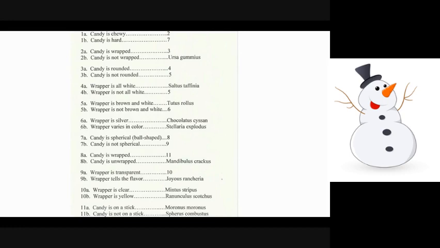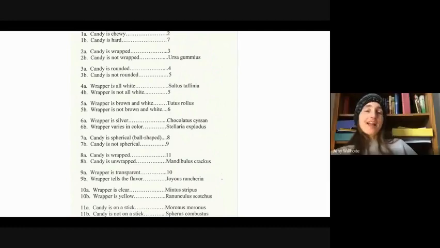Go to 5. Oh, no, we're right. We got it right. You got it right. Okay, go to 5. Wrapper is not brown and white, so we go to 6. Wrapper is silver, so it's a Chocolatis sisson. Chocolate Sisson. Awesome.